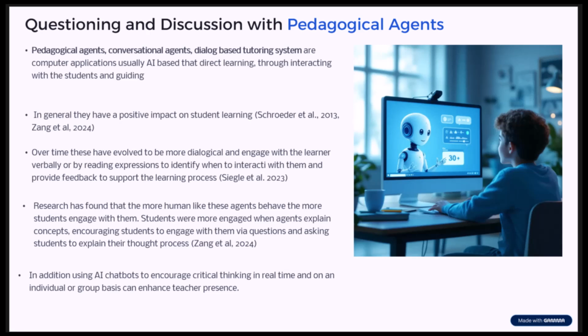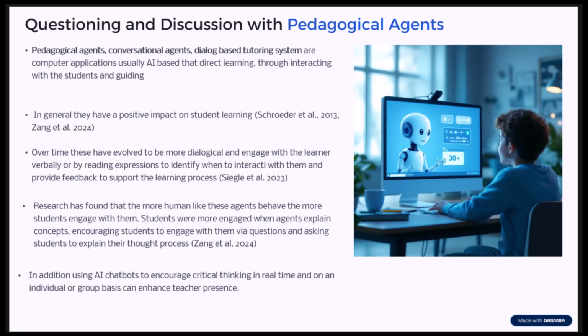Over time, these have evolved to become more dialogical and engage with the learner verbally or by reading expressions, identify when to interact or engage with learners, and provide feedback to support the learning process. Research has found that the more human-like these agents behave, the more students engage with them. Students were more engaged with pedagogical agents when they explained concepts and encouraged students to engage with them via questions and by asking students to explain their thought process.